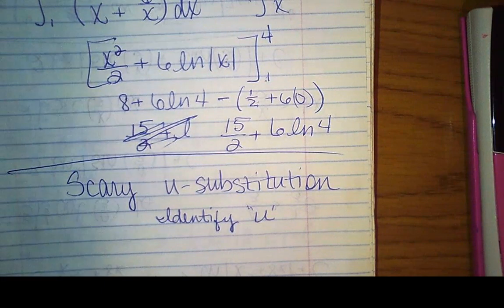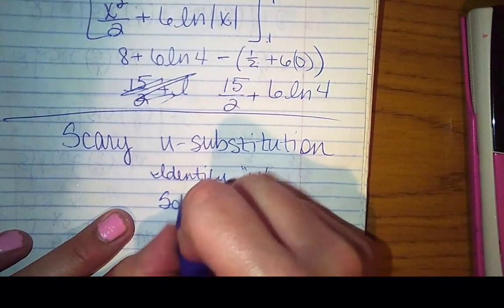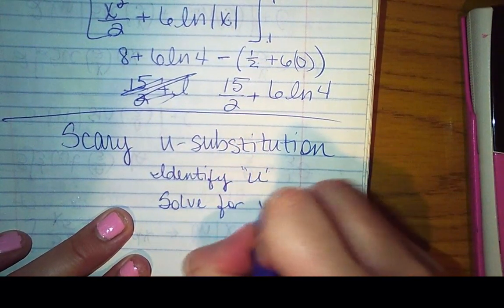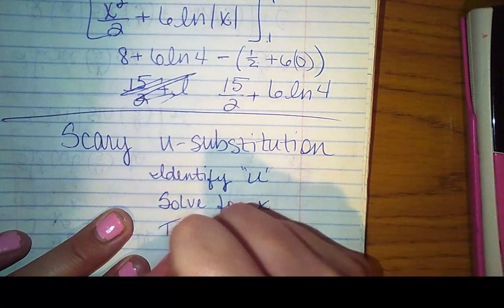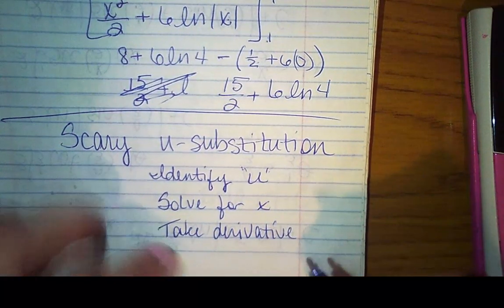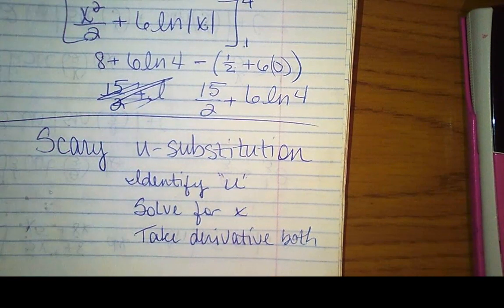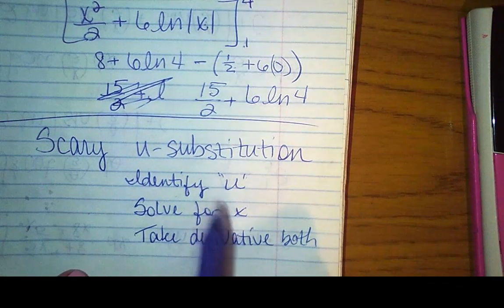And for the scary U substitution ones, we're usually going to tell you what U is until you get the hang of it. Once you identify U, I want you to solve it for X. Okay? So rewrite it so that instead of a U equals, you're going to have an X equals. So solve for x, and then you're going to take a derivative of both sides. And then we're going to use some back substitution to rewrite this stuff.